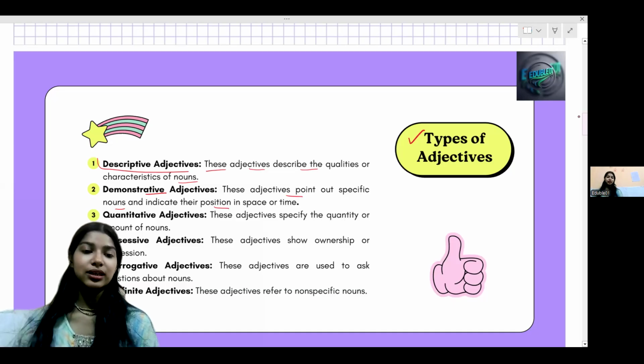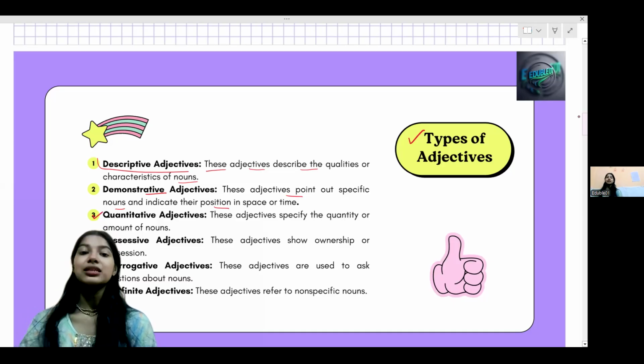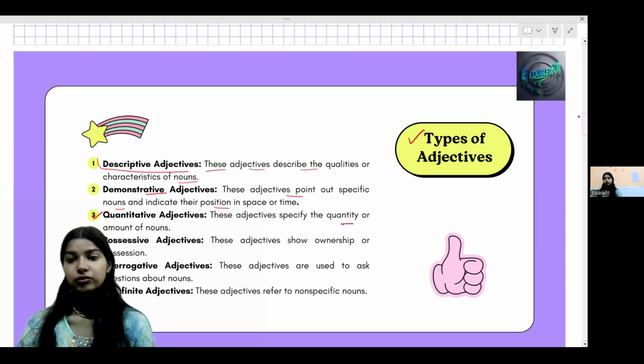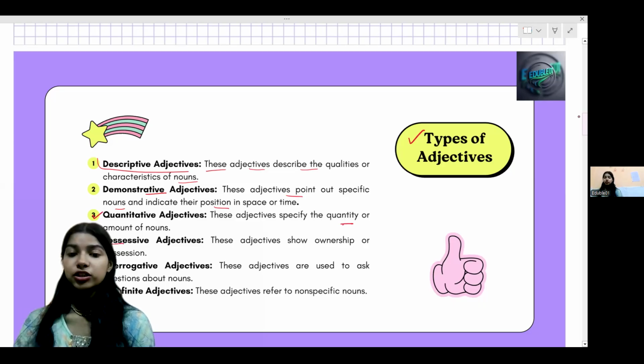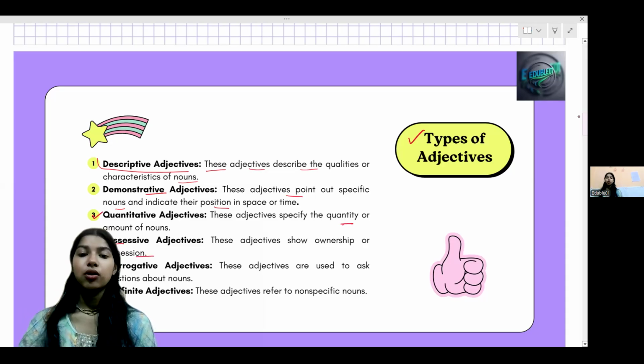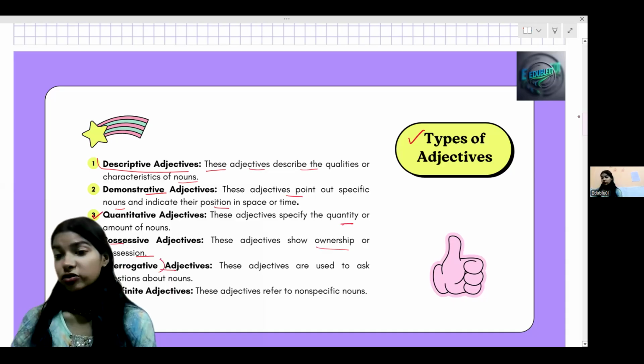Next is the quantitative adjective. Quantitative means quantity. Quantity means how much it is. So these adjectives tell us the quantity or amount of nouns or pronouns. Okay. Possessive adjectives show the ownership or the possession of the noun. Interrogative: always remember, wherever we have the word interrogative, it tells about a question.